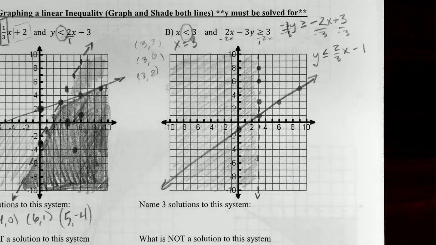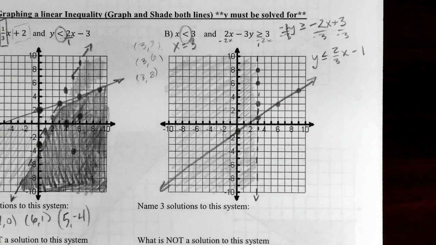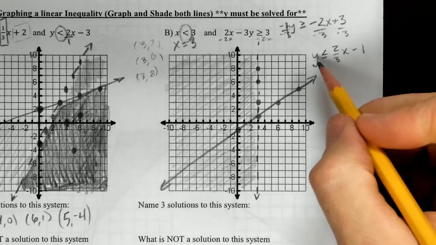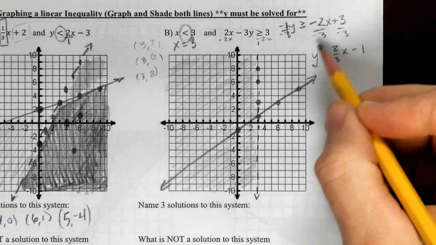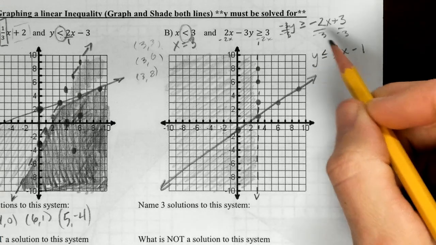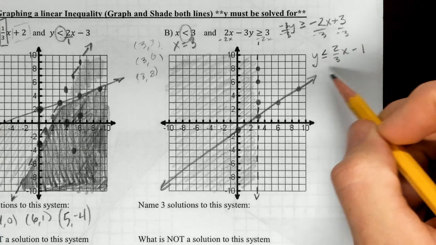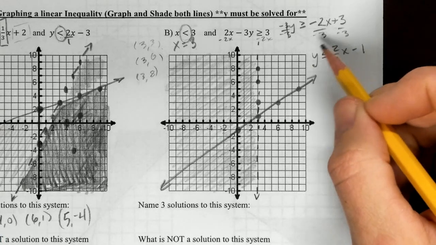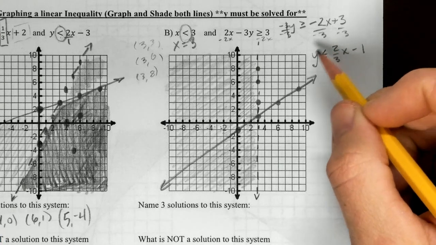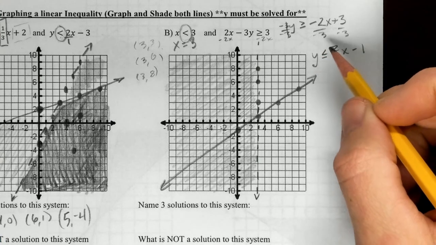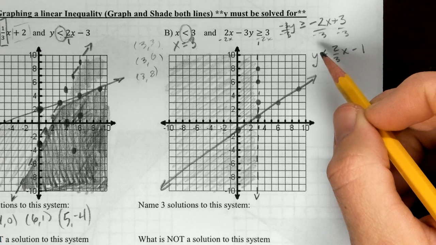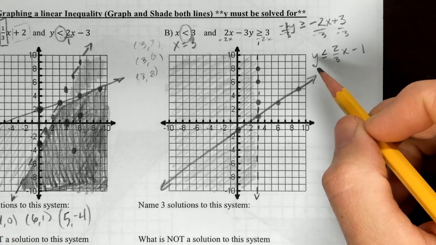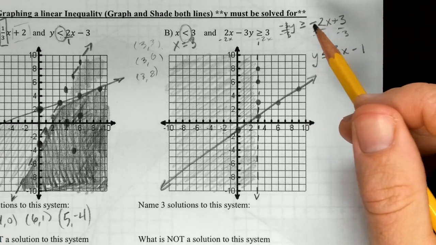I got to figure out whether I'm shading above or I'm shading below. Andrew, can you tell me, am I shading above or am I shading below? Tell me in words, Andrew, what is that inequality symbol? It is a less than or equal to, Andrew. Okay, so tell me, am I shading above or below?